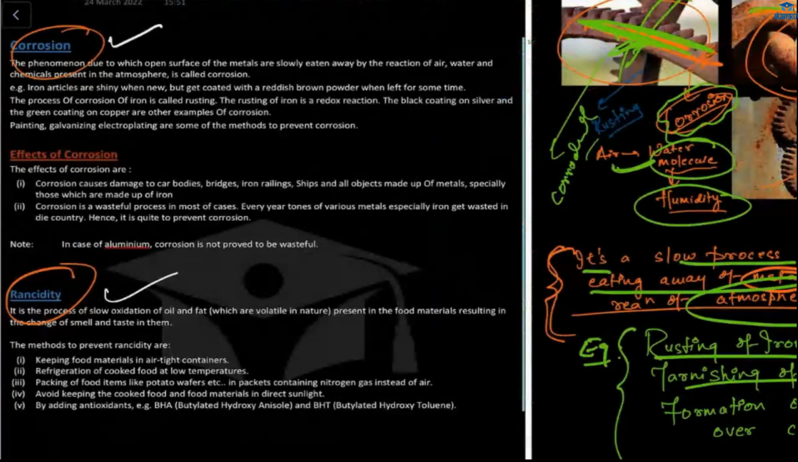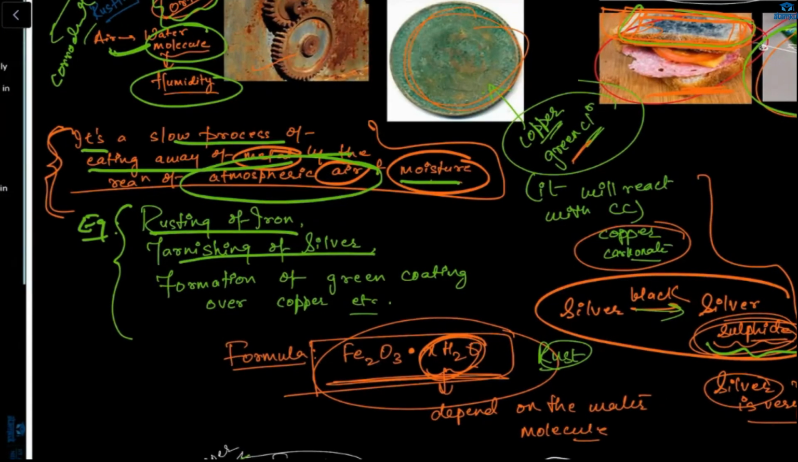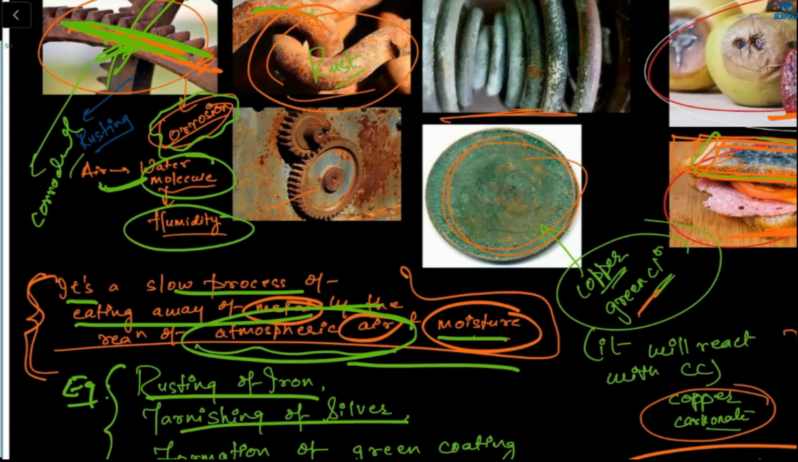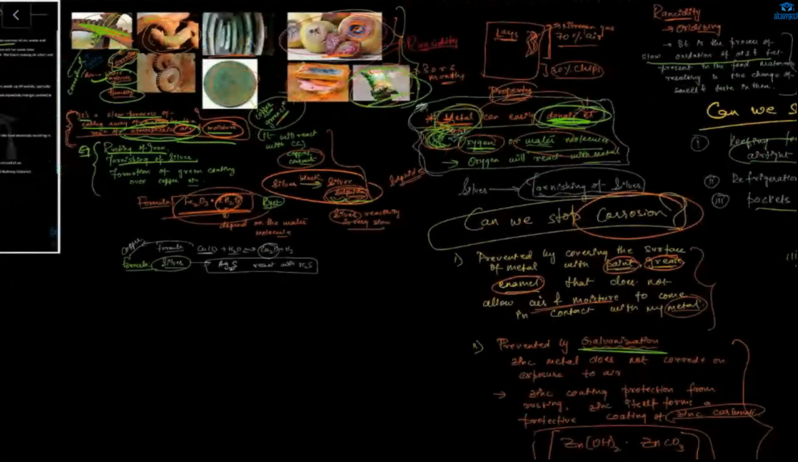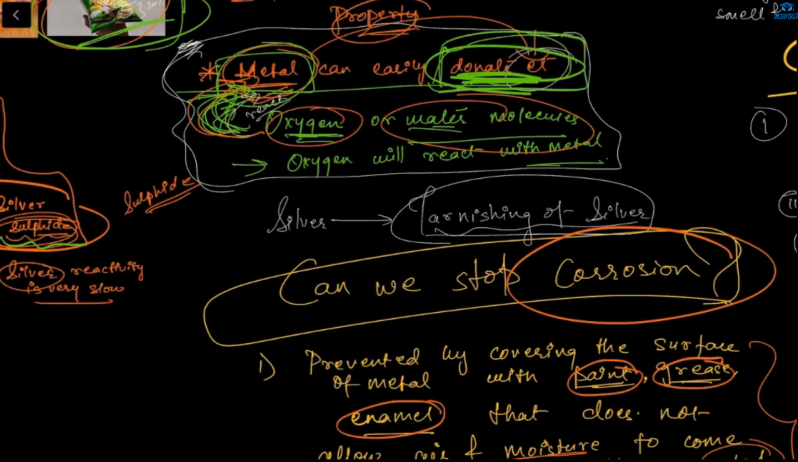Okay, so here let's read one time. The phenomenon due to which the open surface of metals is slowly eaten away. That's what I wrote here. It's a slow process of eating away of metal by the reaction of what? With the reaction of atmospheric air and moisture, because in air there are water molecules present in the form of humidity, which will react with my metal, because metal has the property of donating electrons, and the water molecules and oxygen want the electrons. That's why they come in contact with the metal. If metal did not have this property of donating electrons, then obviously corrosion would not happen, because the oxygen and water molecules want this. That's why corrosion is happening.